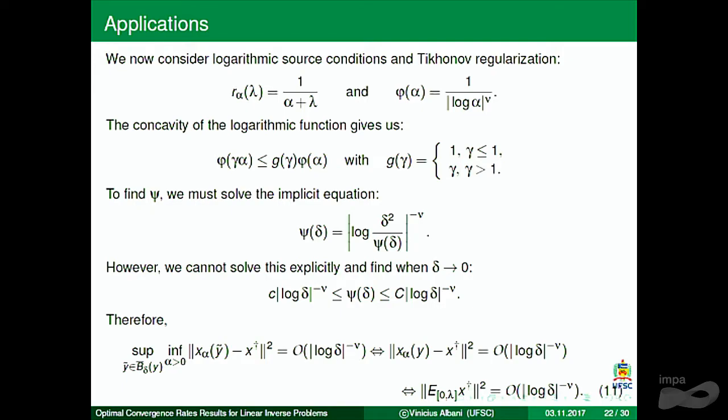We also can apply this to the case of Tikhonov regularization and a logarithmic function phi. It's not difficult to prove that phi satisfies the hypothesis in the theorem. The only problem is with psi. We cannot find psi explicitly, but psi satisfies these two inequalities. So we can put this in the estimate here, and that's why we have the estimate with logarithmic function here. So we have this equivalence result with logarithmic decay.